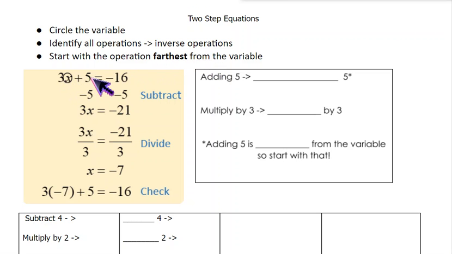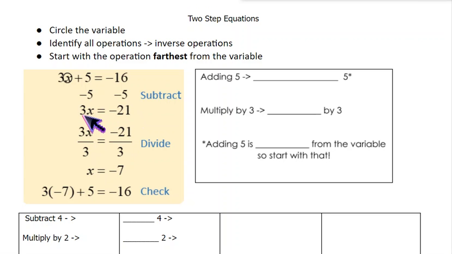I have 3x plus 5 equals negative 16. So what is furthest from the variable? Well, it has to be that 5, because that 3 is right up on that x. So I see it's adding 5, so the opposite of that would be minus 5. I'm subtracting 5 to get rid of these 5s, and whatever I do to one side, I have to do to the other side. Negative 16 minus 5 gives me negative 21. Now I'm left with 3x equals negative 21.